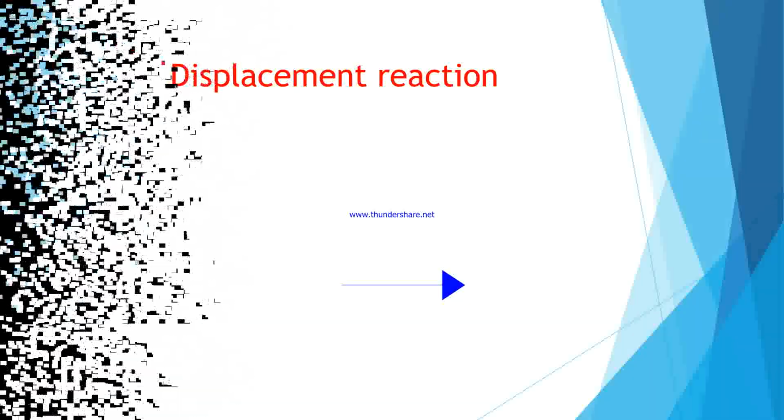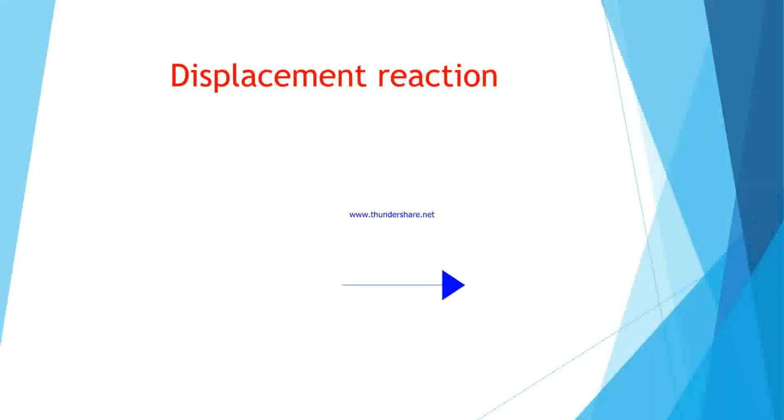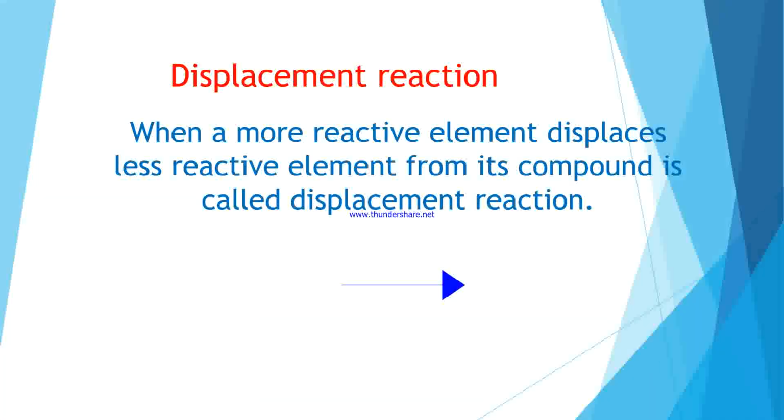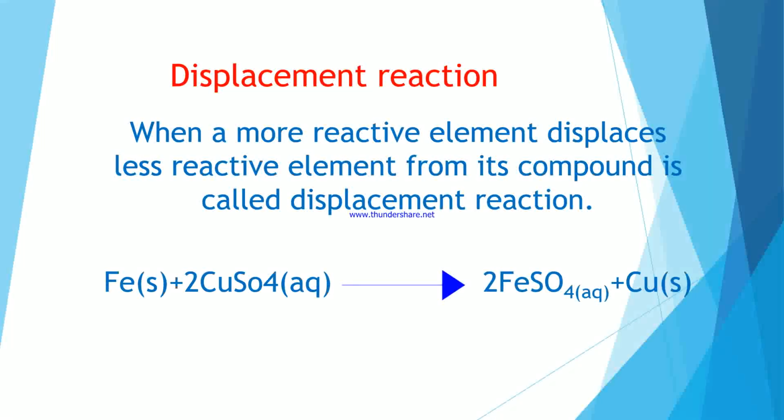The other type of chemical reaction is displacement reaction. So what happens in this reaction? The more reactive element displaces the less reactive element from its compound. The equation is when iron reacts with copper sulfate, it results in the formation of iron sulfate and copper gets separated. Why does it take place? Iron is more reactive than copper, hence the iron replaces the copper. This is known as displacement reaction.